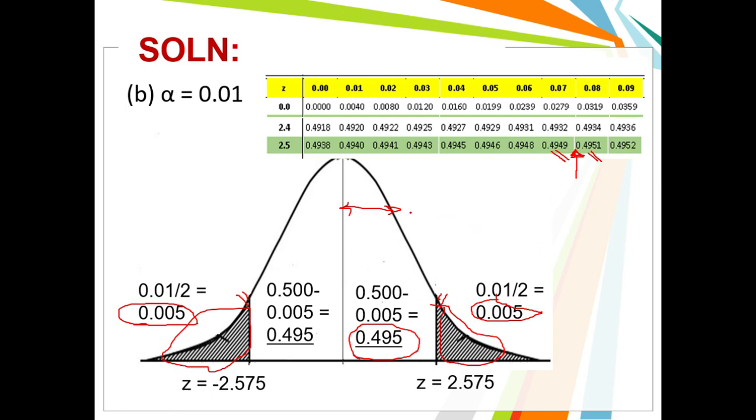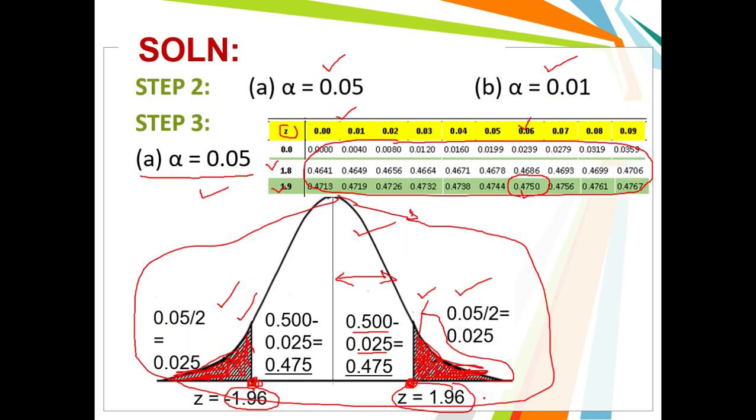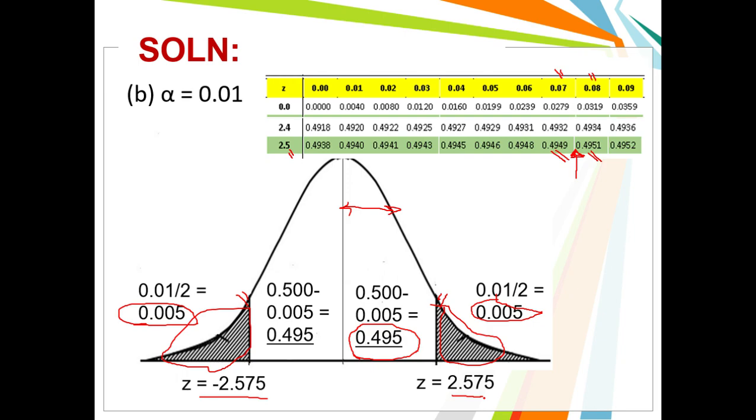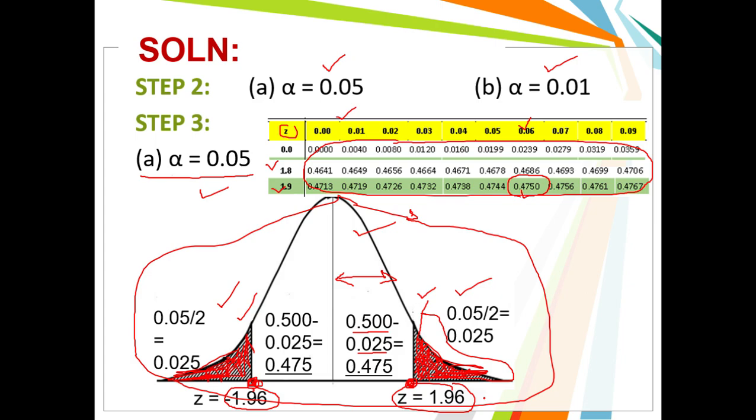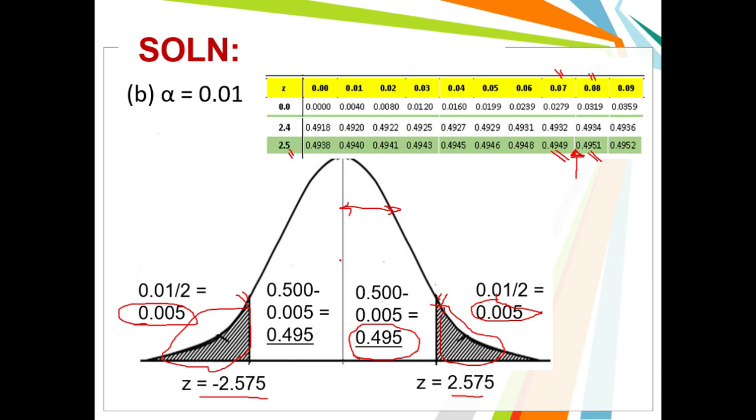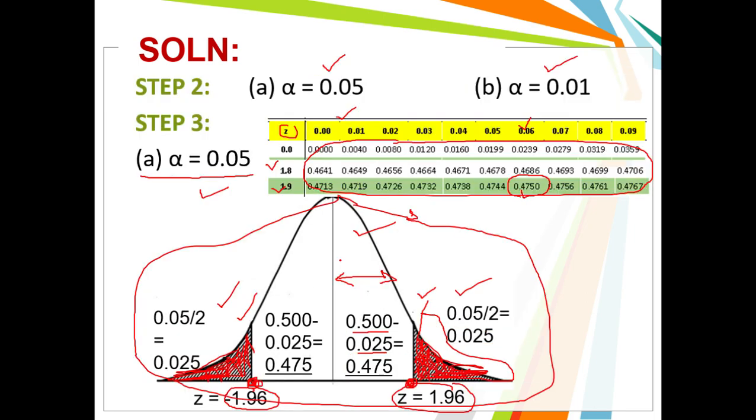So that's why sa ating z-score dyan is 2.57. So in between siya ng 2.57 and 2.58. That's why our z-score is negative 2.575 sa left side and 2.575 sa right side. Okay? So meron na tayong dalawang regions. Ito sa 0.05 and yan naman is nasa 0.01. Okay? So yung ating values is negative 1.96 and positive 1.96 sa 0.05, and negative 2.575 and positive 2.575 sa 0.01. That is the third step, yung pag-draw ng ating critical region or the ating curves, I mean.